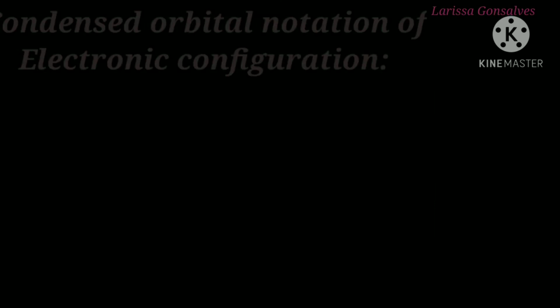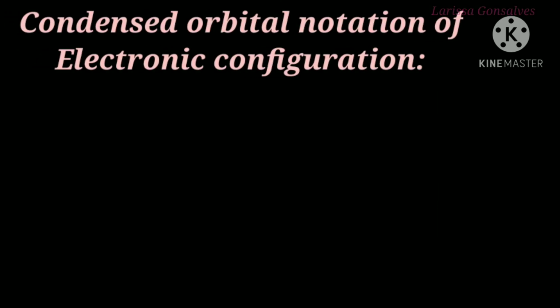The next topic is how do you write the condensed orbital notation of the electronic configuration. When we write the electronic configuration, and if we take an element which is having a big atomic number, then the electronic configuration will be very huge. So in order to make the electronic configuration in a shorter form, the condensed orbital notation is considered. Now, how do you write this condensed orbital notation?